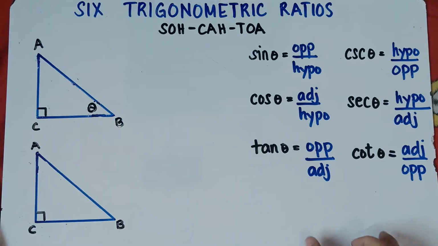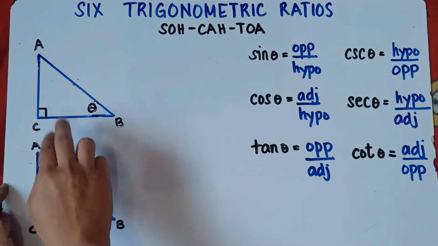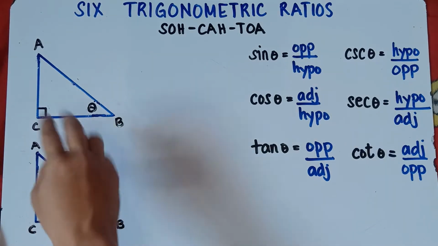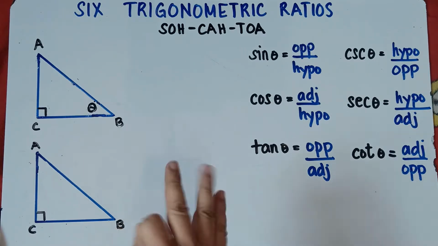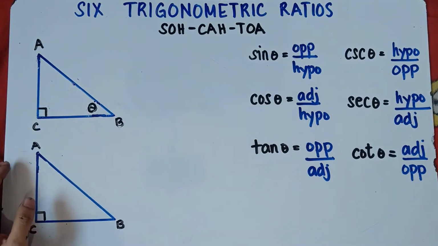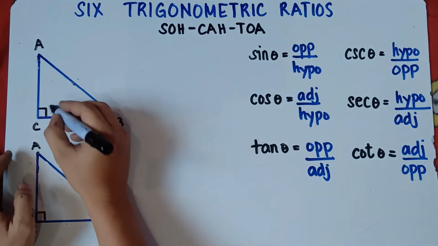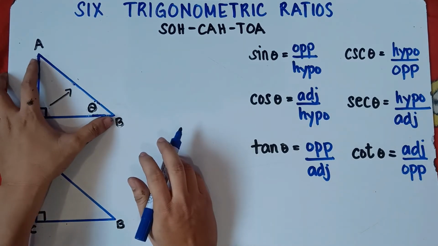But before we explain these, class, we need to know the parts of a right triangle. If I have here a given right triangle ABC, we call this a right triangle if one angle measures exactly 90 degrees. In a right triangle, we need to know the hypotenuse, the adjacent, and the opposite before answering the 6 trigonometric ratios. Now, sir, what would be the hypotenuse? The hypotenuse, class, is opposite of this 90 degree angle, or the longest side.